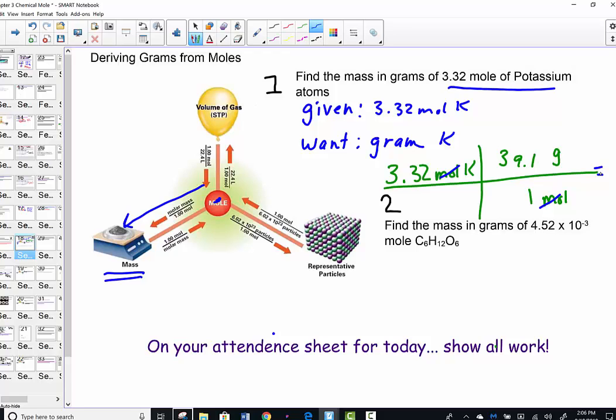Whenever I'm heading out of the mole map, I multiply. I don't care if I go north to the volume, down here to counting, or down to the scale. When you head out from the center, you multiply. And we'll soon see one where we go in means to divide. What's 3.32 times 39.1? Carrying that 1 decimal, and we'll get 129.8 grams of potassium. We use the molar mass to exchange from the unit mole out to the gram unit. We traveled from the center out to the scale.